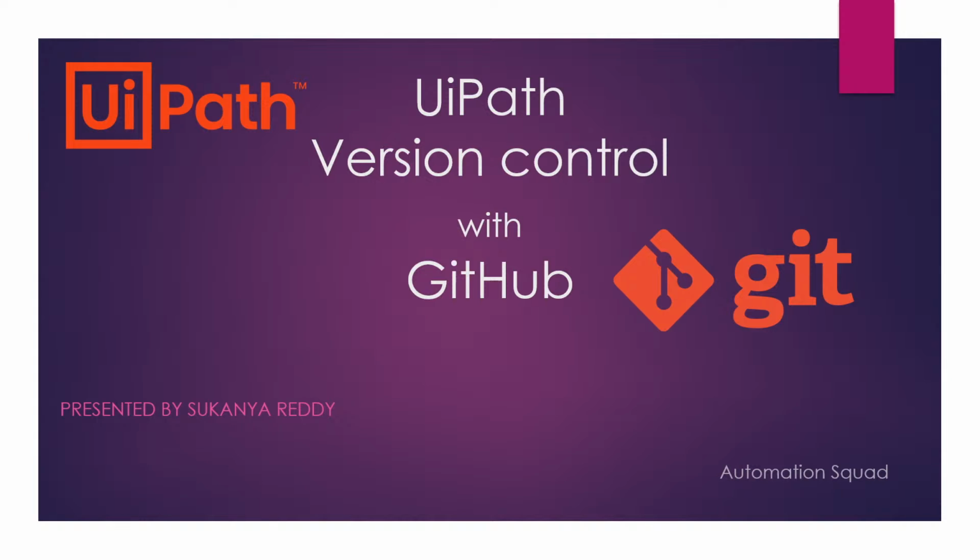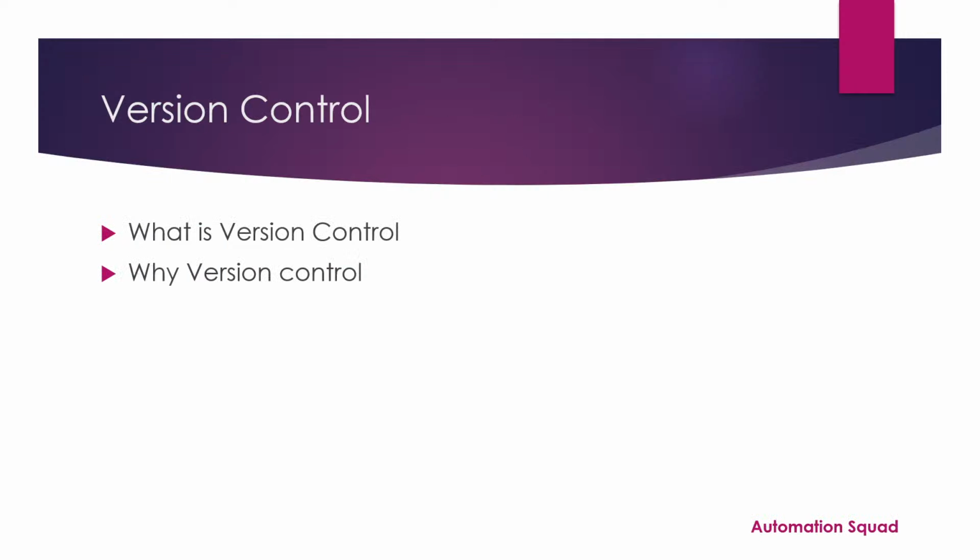So if you go for the version control, what is version control? We can call version control also known as source control. It is the practice of tracking and managing changes to software code. Version control systems are software tools that help software teams manage changes to the source code over time. This is called version control, and we can go for the next.